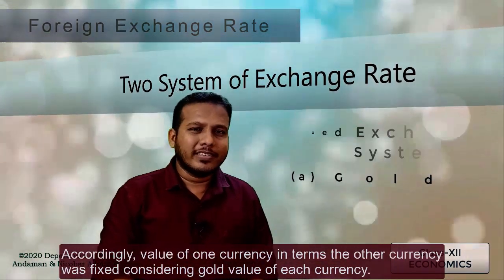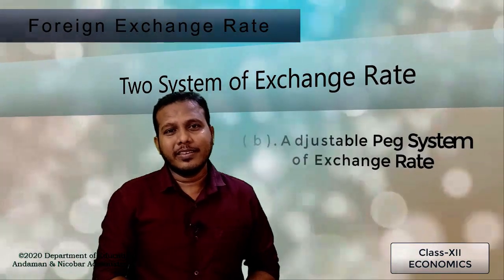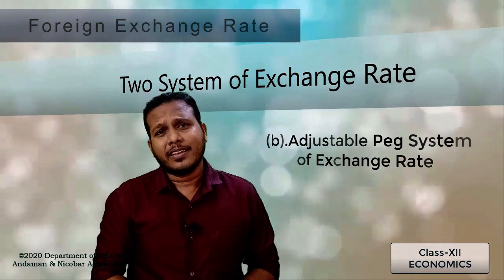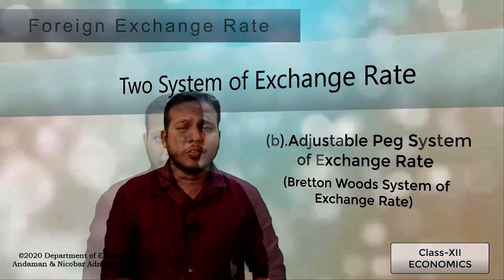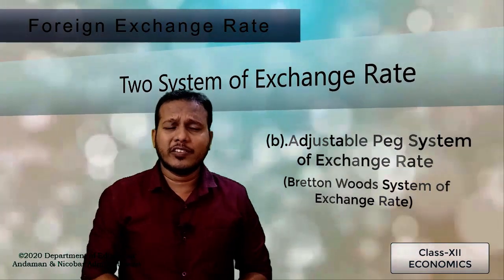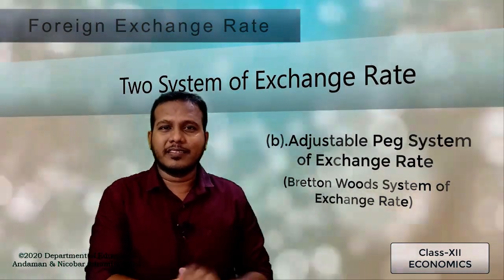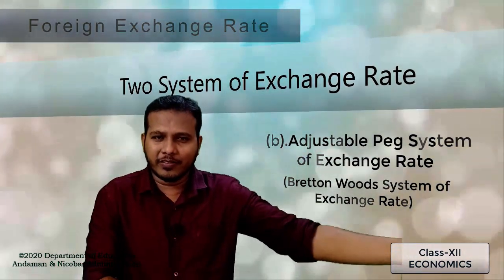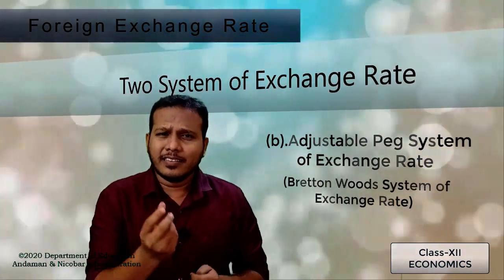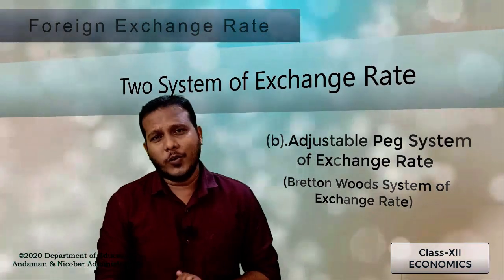So now we will see the next system, that is the adjustable peg system of exchange rate, or we can say the Bretton Woods system of exchange rate. So students, the Bretton Woods system, that is the adjustable peg system of exchange rate, is also a fixed system. That means like the system which we have learned earlier, but the thing is, here some sort of adjustment is allowed.